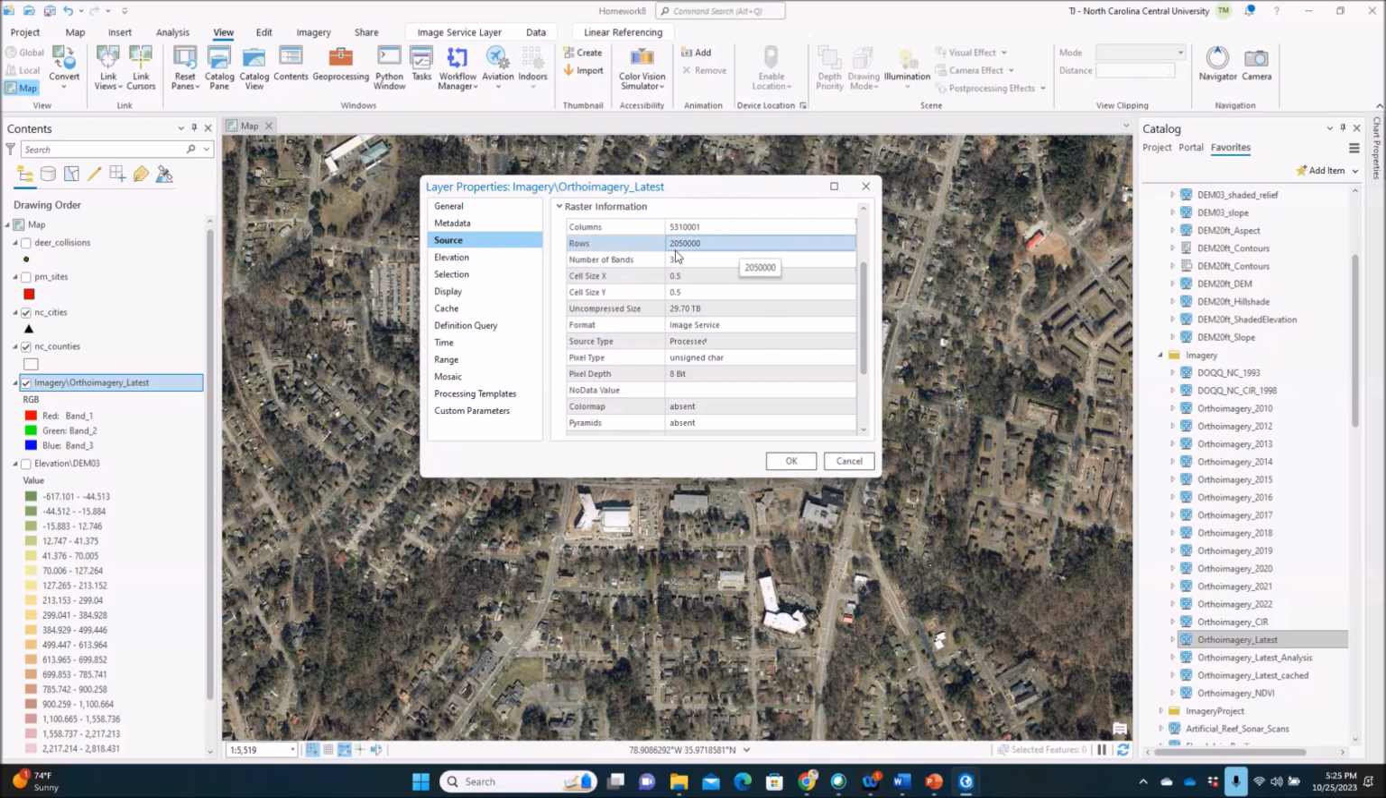5,310,001 and then 2,500,000 rows. And so that's the total number of pixels in this image. What is 5 million times 2 million equal to? That's a big number, right? 5 million times 2 million.